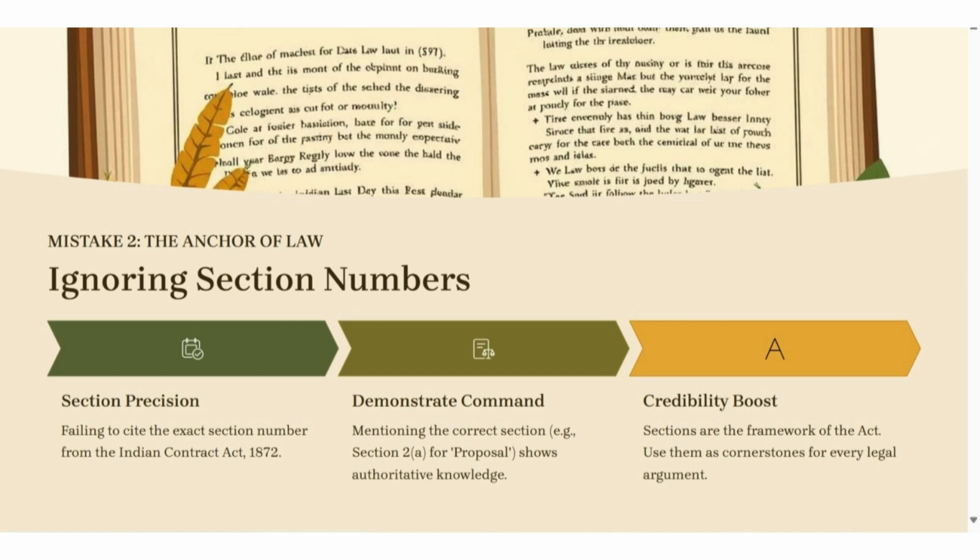Think of it this way: a doctor wouldn't diagnose without referring to specific medical classifications. A lawyer shouldn't argue without citing specific legal provisions. Make section numbers your friends in your contract law exams.